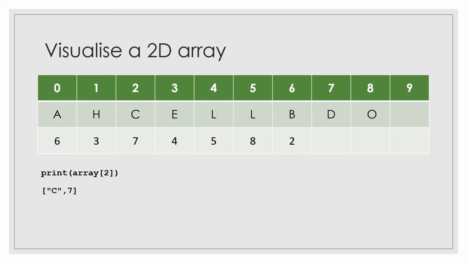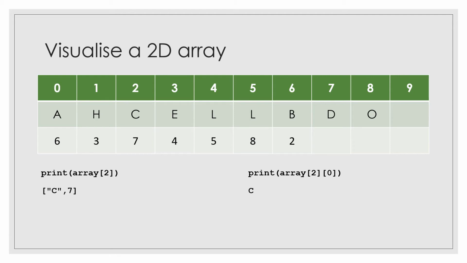If we wanted to identify a single value, like the letter C, you'd have to give 2 numbers, the memory location, and then which of the 2 values you want to show. So print array 2, 0, that would print the letter C.